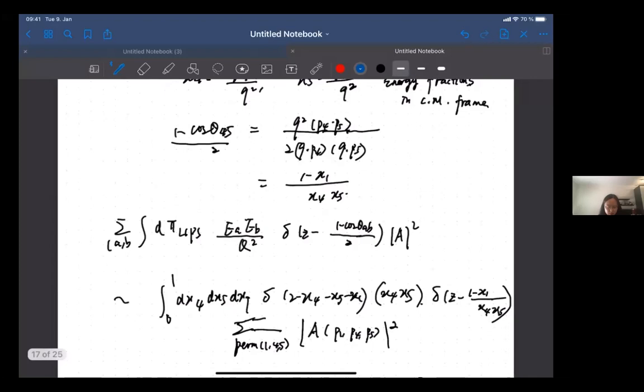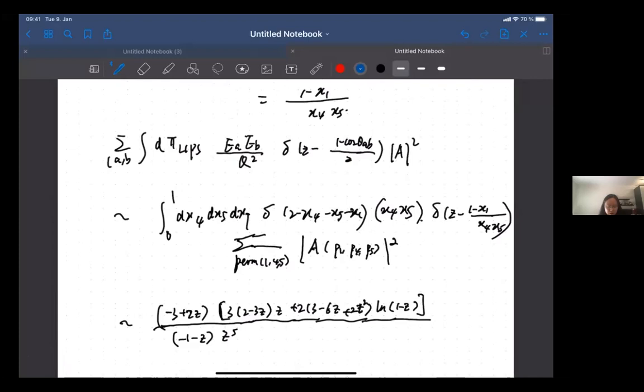So we can simplify this measurement function into a function that only depends on these three energy fractions, and we carry out the threefold integrals from zero to one. But there is a momentum conservation delta function which kills one of the integrals. So in the end, you only have a twofold integral over x4 and x5.